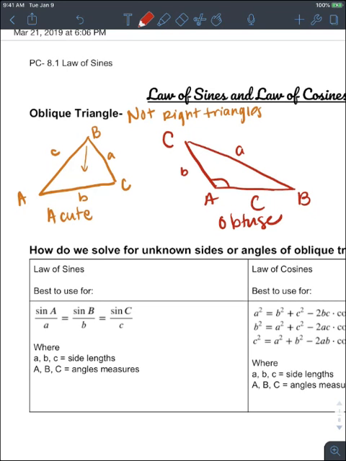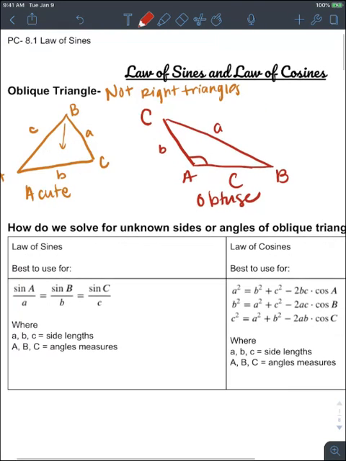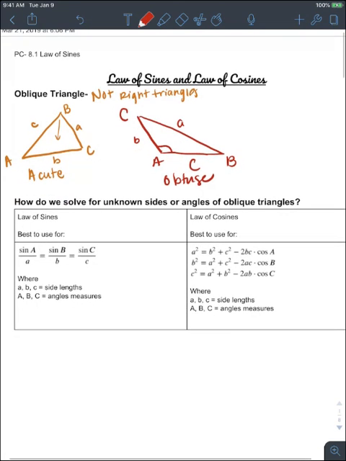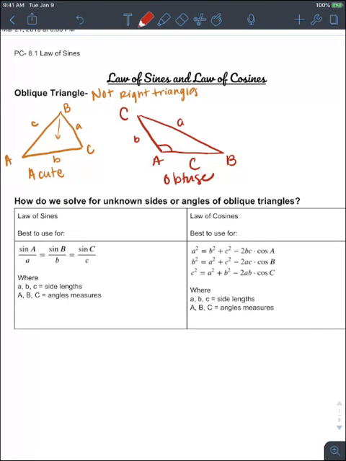Okay, so the law of sines is written as so. It's the ratio of the sine of A over a, equal to the sine of B over b, equal to the sine of C over c. And the little lowercase letters are the side lengths, and the capitalized letters are the angles. The law of cosines is like the Pythagorean theorem, but because it's not a right triangle, we have to add on this extra piece right here.